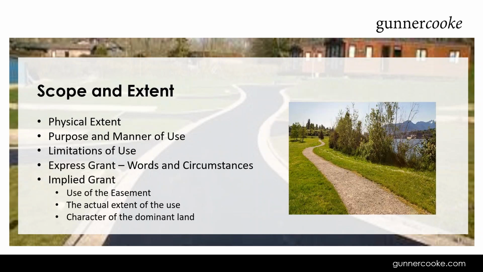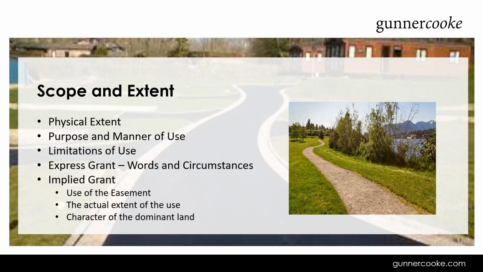Looking at the scope and extent. So you've got your easement in place, but you need to know exactly what your easement is. You need to know the physical extent, the purpose and manner of the use. So if it's a right of way, is it on foot? Is it with vehicles? Can you drive animals along it? You need to know what limitations there are on the use. So, can it only be used at certain times of day, for example?